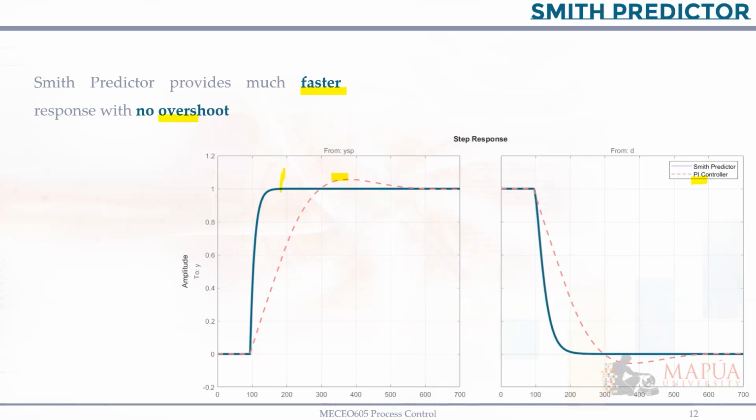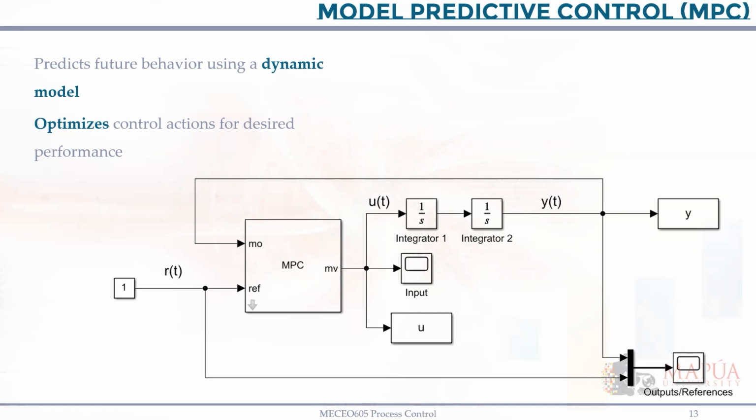Okay, so another one to compensate for the effects of time delays is using MPC, or Model Predictive Control. This one predicts the future behavior using a dynamic model, and it optimizes control actions for the desired performance.